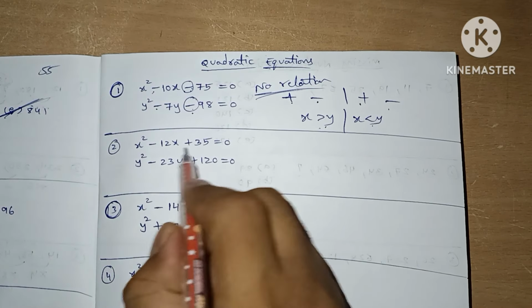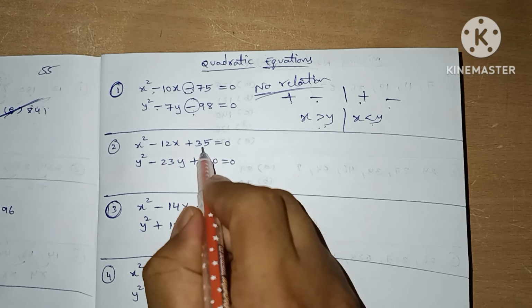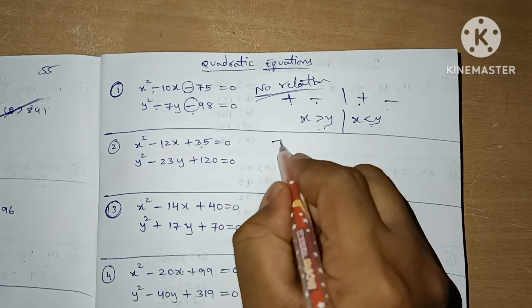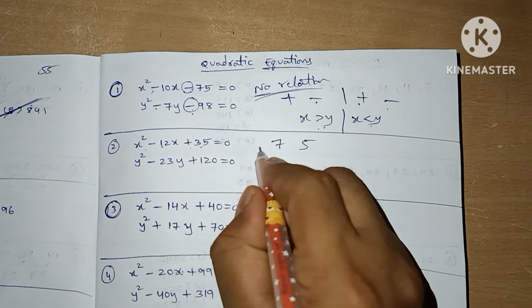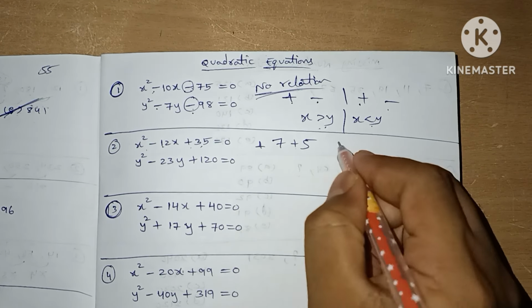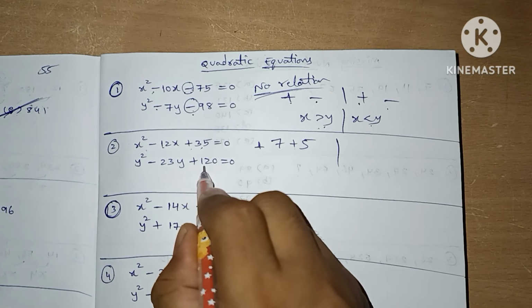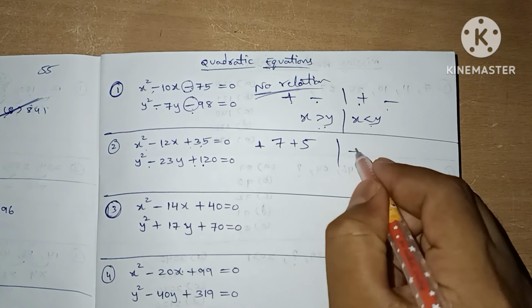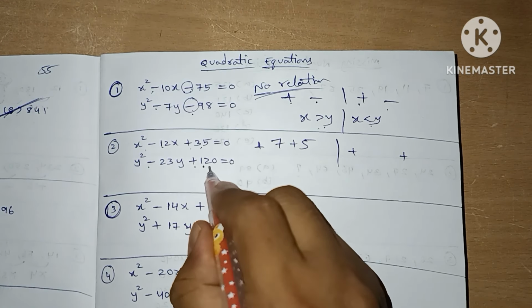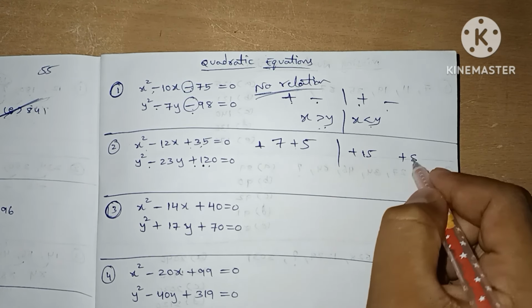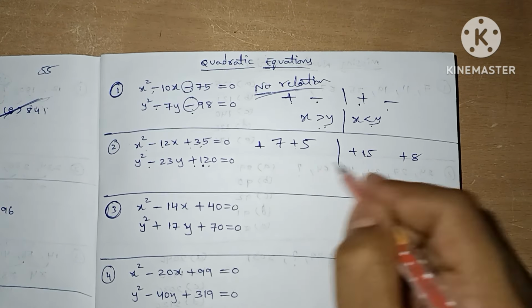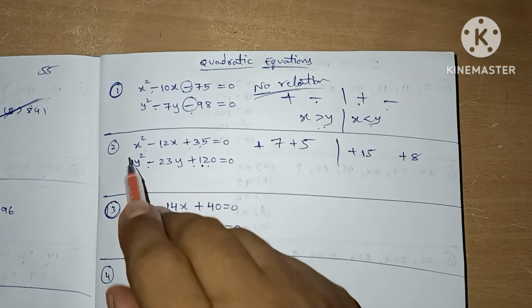Now we see this one, 35, we need to get 12. 7 5 times and sum of these two we get 12. Minus and plus means both the signs are in positive. Next 120, here minus and plus means both the signs are in positive. 120 means 15 8 times is 120. Sum of these two we get 23 and bases are equal.